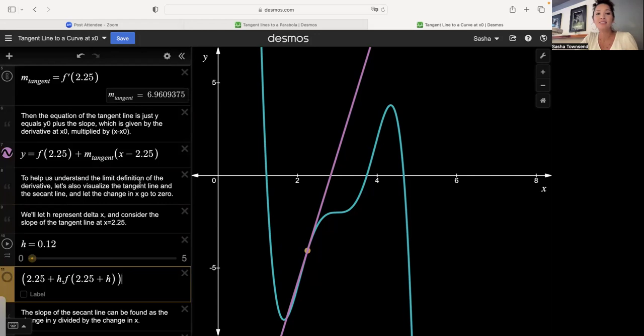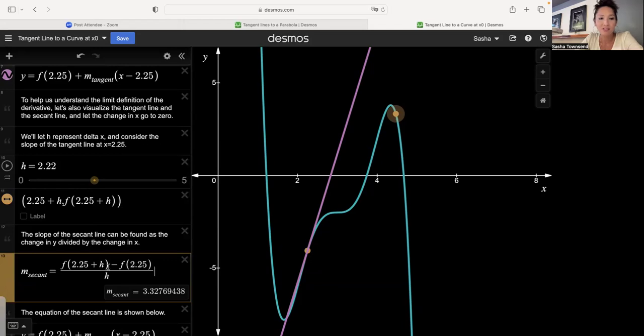Now, to help us understand this limit definition of the derivative, we also want to visualize the secant line at a nearby point. Because Desmos doesn't like delta x, we're going to use h. So I added this slider for h. And then we'll have Desmos plot the point on the curve given by 2.25 plus h and f evaluated at 2.25 plus h.